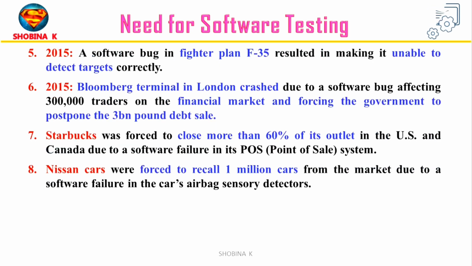In 2015, a software bug made the F-35 fighter plane unable to detect targets correctly. Again in 2015, the Bloomberg terminal crash disrupted financial markets and government operations. Due to a software failure in its POS system, Starbucks had to close over 60% of its outlets in the US and Canada. And Nissan had to recall 1 million cars from the market because of a software failure in the airbag sensors. So from these incidents, it is clear that software testing is indispensable.